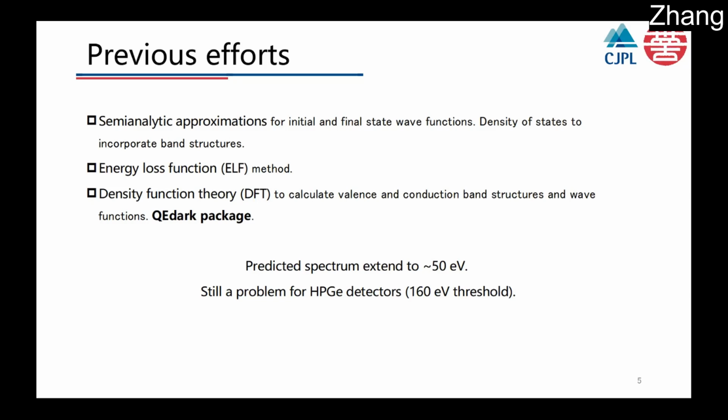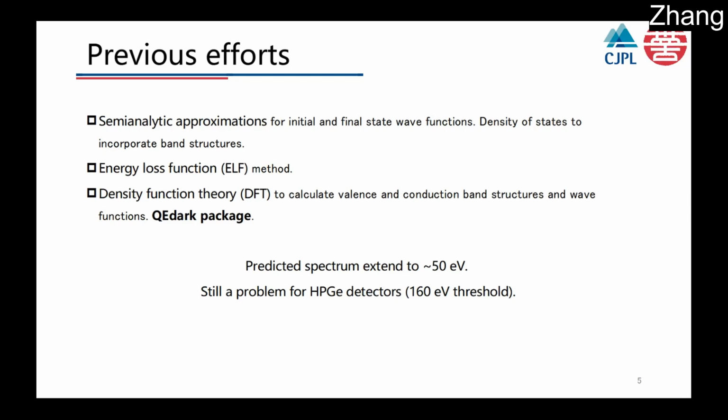This method is implemented in the QDark package. And with this package, very good results have been derived from all kinds of experiments, especially those experiments with very low thresholds. But this is still a problem for our high purity germanium detectors, because the predicted spectrum calculated by the QDark package only extends up to about 50 eV, which is okay for experiments with a very low threshold.